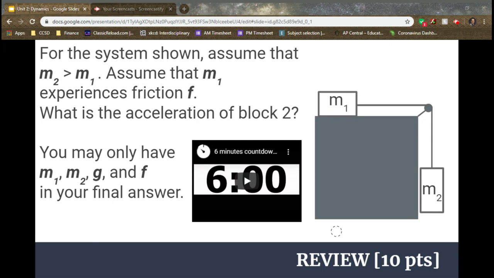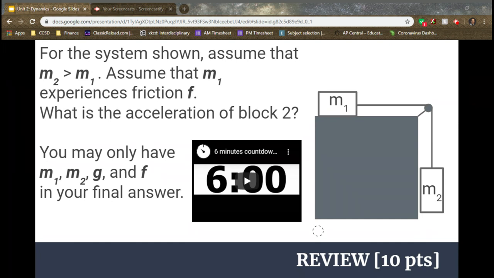Okay, this is the last question. I've got a timer here, so if you want to look at the actual slides to figure it out, that's fine. Try to see if you can get this in 6 minutes. For a system, as shown, assume that mass 2 is greater than mass 1. Assume that everything's frictionless and massless as far as the rope and the pulley go. All right, you can assume that mass 1 experiences friction. What is the acceleration of block 2? You're only allowed to have these variables in your final answer. So go ahead, give yourself 6 minutes, see what you can come up with. Pause the video.